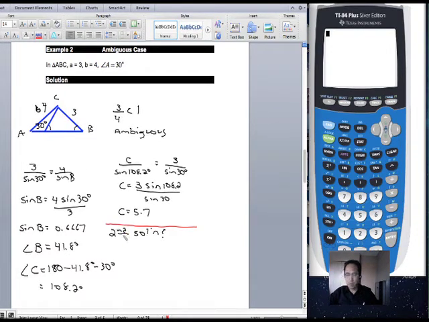So from here I'm going to go, this new angle B is going to be equal to 180 minus 41.8. It's 138.2. That makes sense, it looks like it's a bigger angle. So that means that angle C is going to be equal to 180 minus 138.2 minus 30, which is this angle over here, and that's going to give us 11.8 degrees.